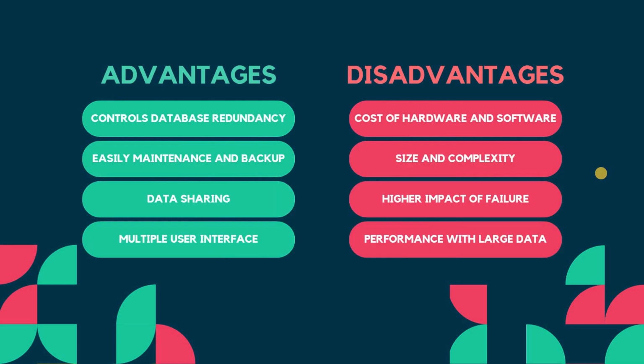Now that we have learned about database management system, let's discuss its advantages and disadvantages. First, we will start with advantages. A DBMS controls data redundancy. That is, it removes duplicate and unnecessary data. It is easy to maintain and back up the data. Since data is stored on a server, we can share its access with others. It supports multiple user interfaces that give users the ability to do multiple tasks and see multiple data simultaneously.